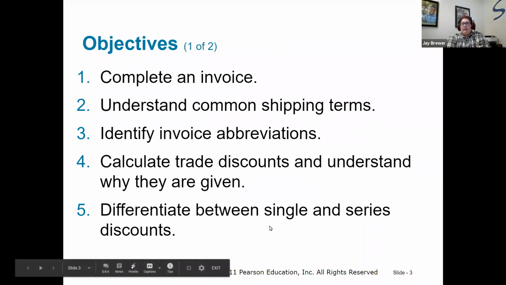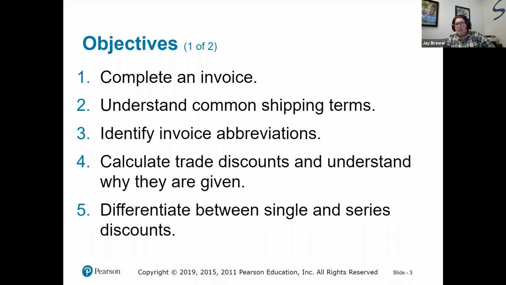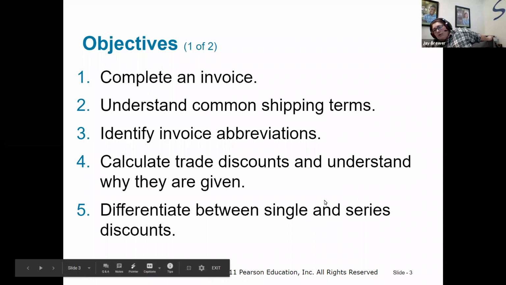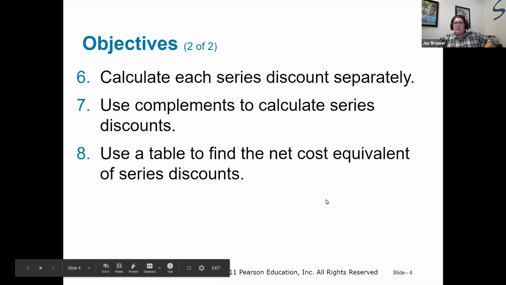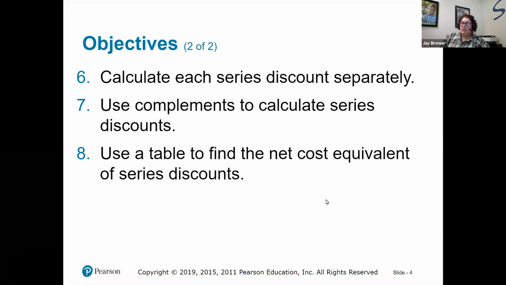We will complete an invoice, understand common shipping terms, identify invoice abbreviations, calculate trade discounts, and understand what they are giving. Differentiate between single and series discounts. Calculate each series discount separately, use complements to calculate series discounts, and use a table to find the net cost equivalent of series discounts.